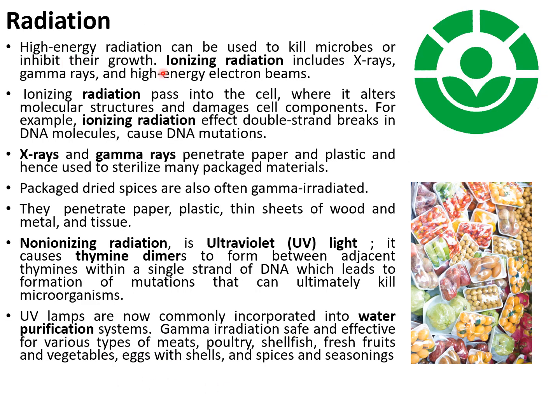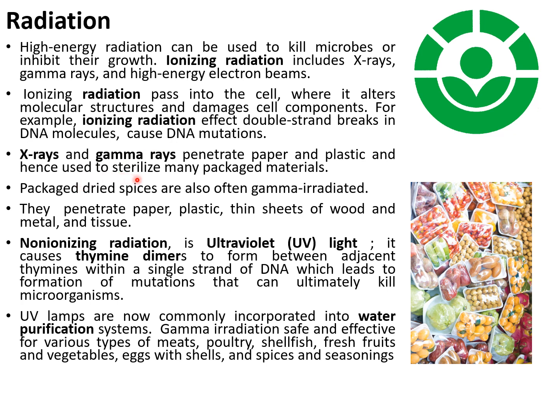Next is exposing the food to radiations. High energy radiation can kill the microorganisms. We have many ionizing radiations: X-rays, gamma rays, high energy electron beams, etc. These ionizing radiations penetrate into the cells, alter the membrane structure, and damage the cell components and all such things. Ionizing radiations like X-rays or gamma rays can affect the double-stranded DNA. They can induce mutations, thereby killing the organisms.